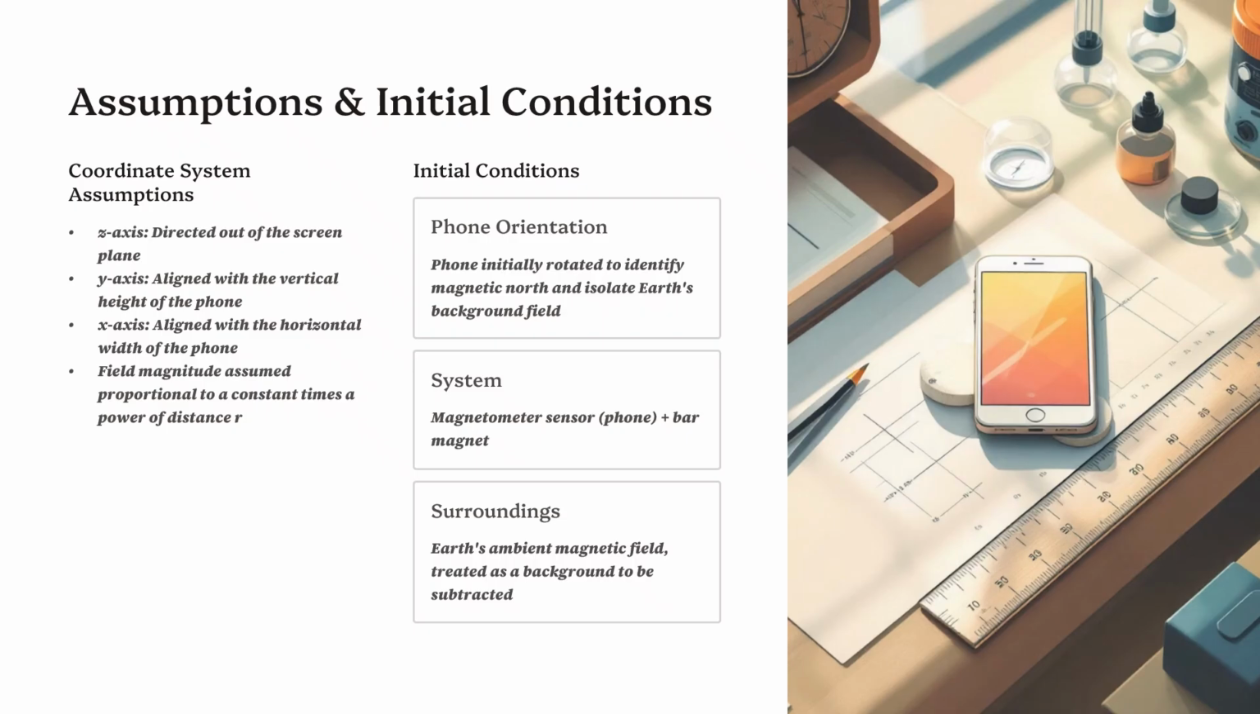Assumptions and initial conditions. Coordinate system assumptions: the z-axis is directed out of the screen plane, the y-axis is aligned with the vertical height of the phone, and the x-axis is aligned with the horizontal width of the phone. Field magnitude is assumed proportional to a constant times a power of distance r. Initial conditions, phone orientation: the phone is initially rotated to identify magnetic north and isolate Earth's background field. System: magnetometer sensor, phone plus bar magnet. Surroundings: Earth's ambient magnetic field, treated as a background to be subtracted.